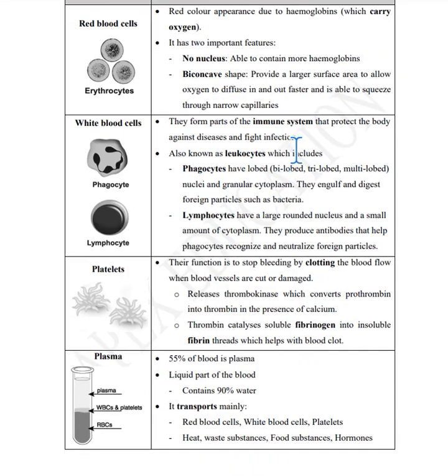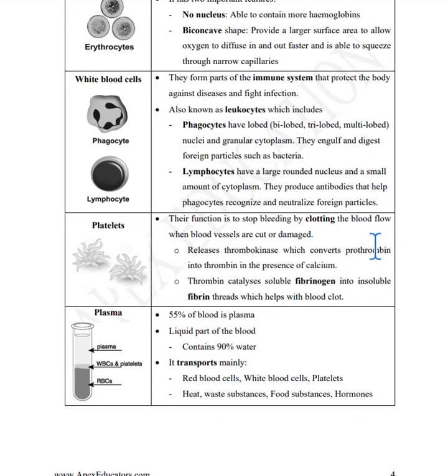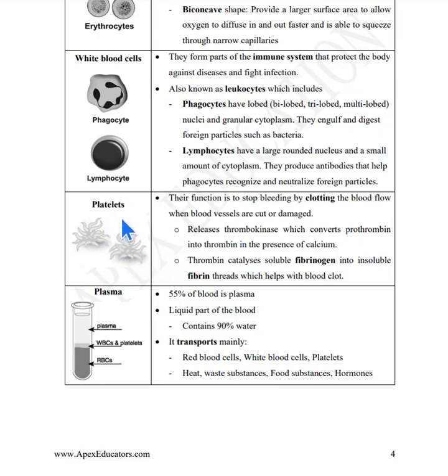This is important. White blood cell forms part of the immune system, and they are also known as leukocyte. It's okay if you don't know how to memorize it. But you also need to know it undergoes phagocytosis when they engulf and digest foreign particles such as bacteria. That is phagocytosis. Lymphocytosis is basically when they produce antibody that help phagocytes recognize and neutralize foreign particle, particle that's unknown.